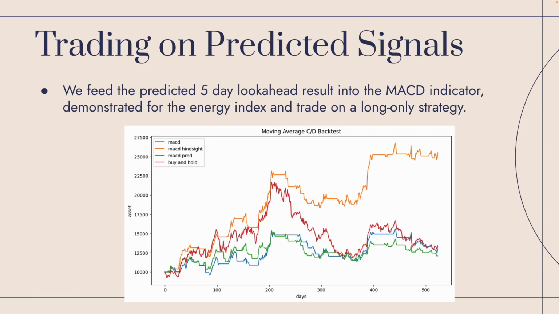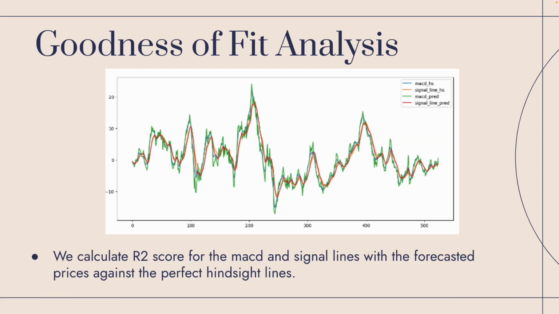Next, we incorporate the predicted 5-day look-ahead result into the MACD indicator that we previously identified and trade on the signals that are generated by the new predicted indicator using a long-only strategy. Unfortunately, as demonstrated by the green line, the returns are subpar. To understand why, we visually plot the predicted MACD and signal lines against the perfect hindsight lines and perform a goodness of fit analysis on them.